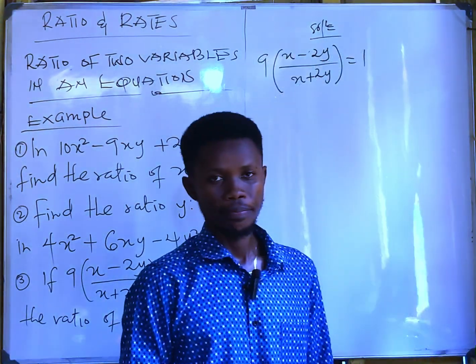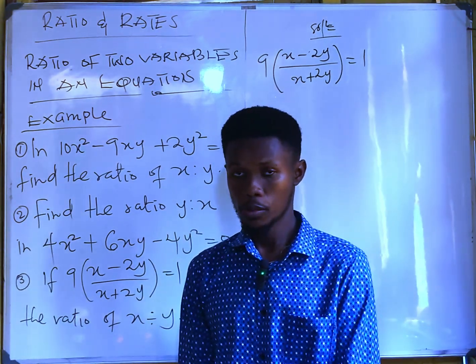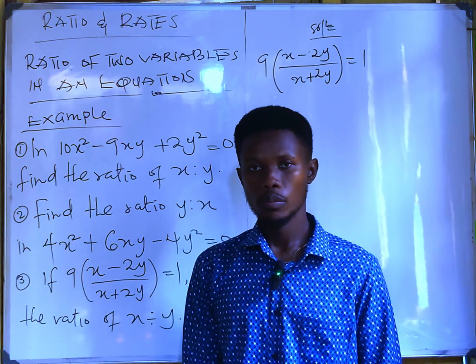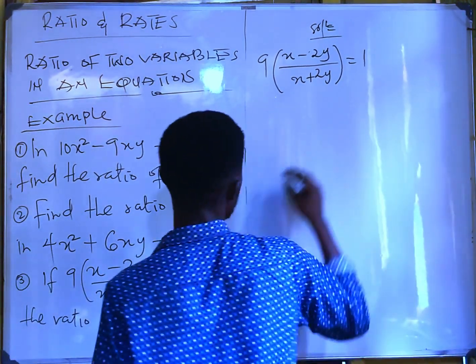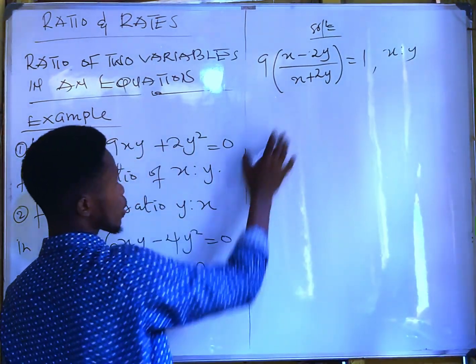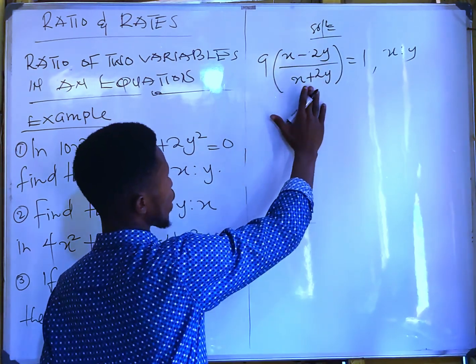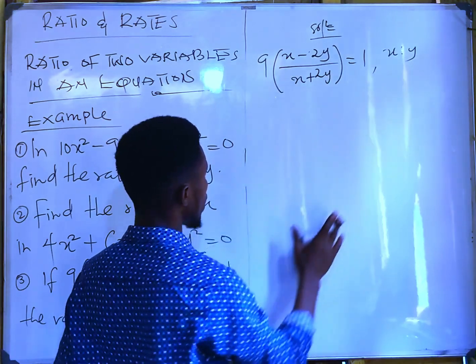Let's move on. So I'm going to solve question number 3. Okay. Now let's look at the third example. Already for the first example, I'm saying that you try it on your own. So for the third example, we are to find x is to y. And this is the question that is given to us. If 9x minus 2y over x plus 2y equals 1, you should find the ratio of x is to y.